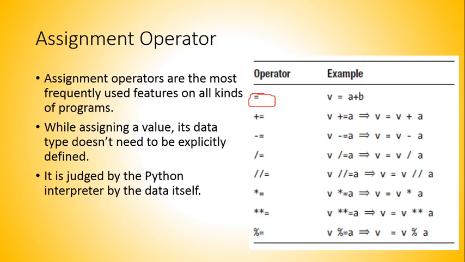So this particular symbol is not the same as the equal to in mathematics. Instead, it is one of the assignment operators. This equal to sign assigns the value on the right hand side to the variable name on the left hand side. This essentially means that it notes down the memory location address of the value on the right hand side and links it to the name of the variable on the left hand side.